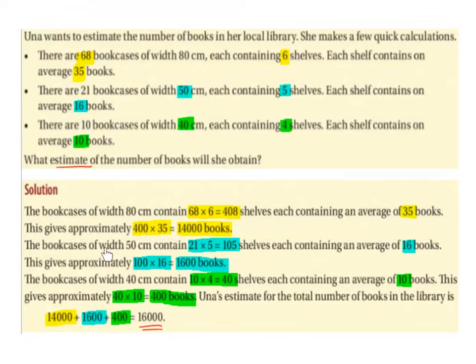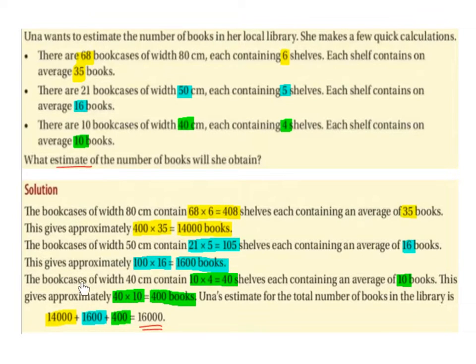The bookcase of a width of 50 centimetres contains 21 times 5, which is 105 shelves. Each containing an average of 16 books. This gives approximately 100 times 16, which is 1600. So the 105 was rounded off to 100.